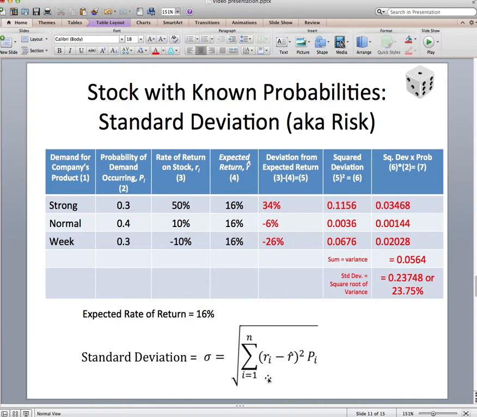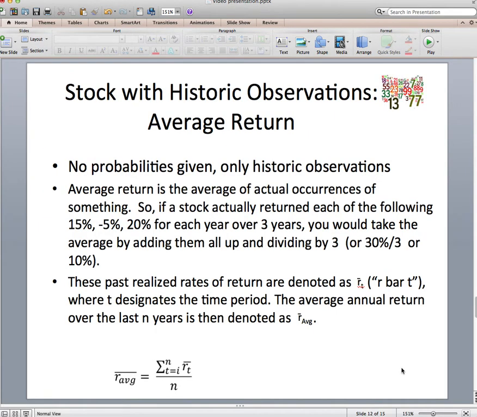So what we did is we took the difference to get the deviation. We squared them in this column. We multiplied by the probabilities. We summed them up to get the variance, and then we took the square root to get the standard deviation. So in this case, the standard deviation is 23.75%. Now we're going to turn our attention from that case where there were known probabilities to where there's only observations.